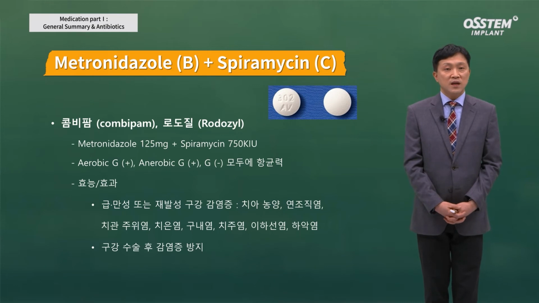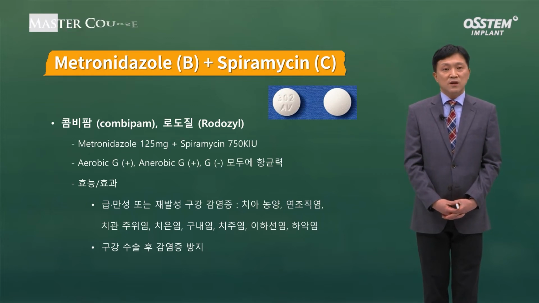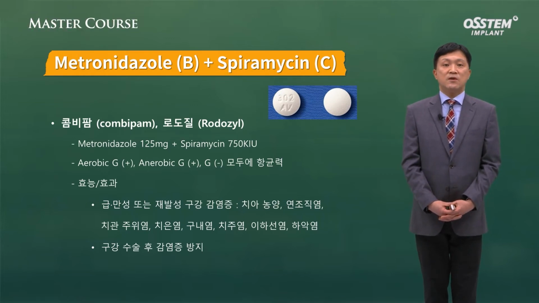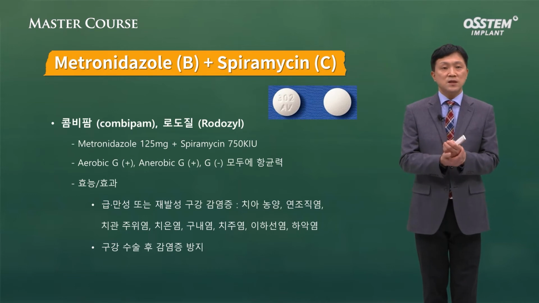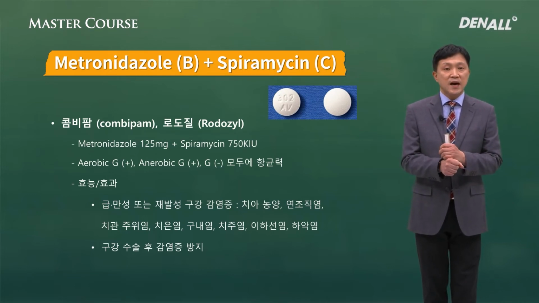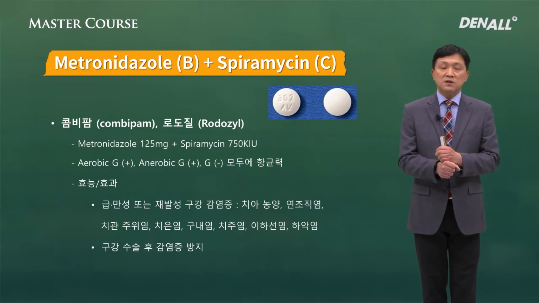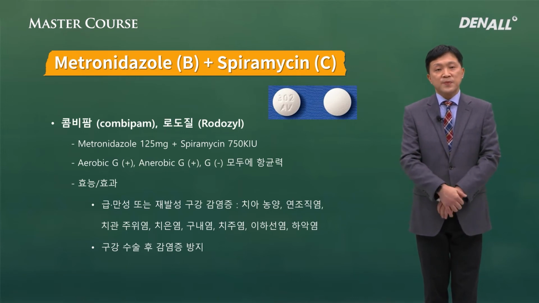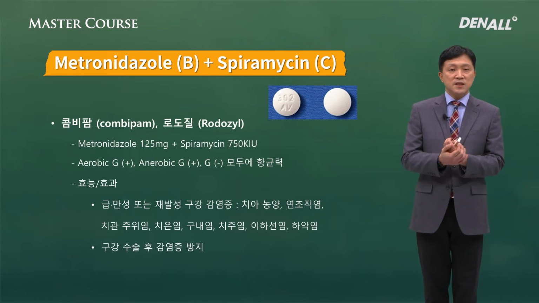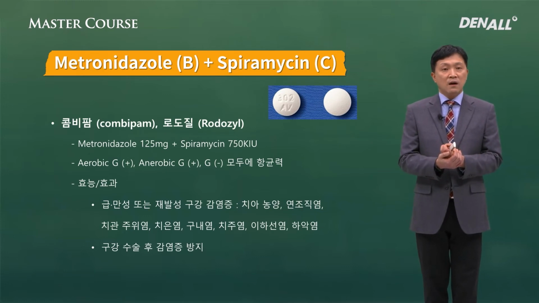Next, in a dental clinic, metronidazole plus spiramycin. They don't sound familiar, but you know Rhodozil, which is metronidazole plus spiramycin. Rhodozil combines metronidazole 125 milligram and spiramycin 750 KIU.